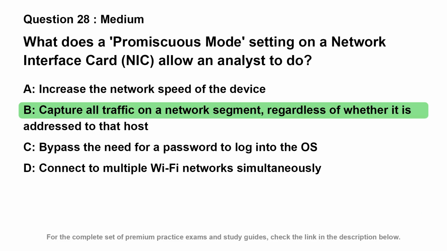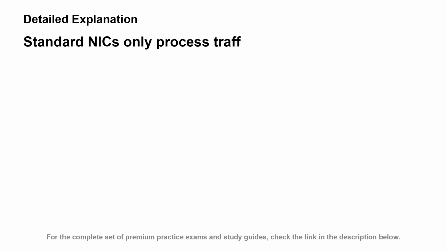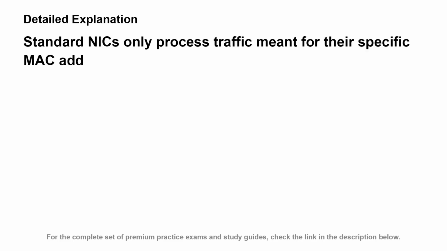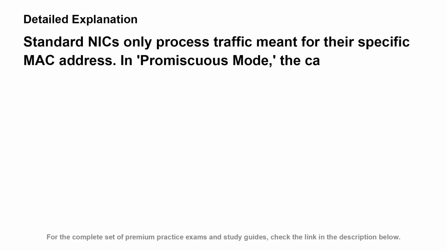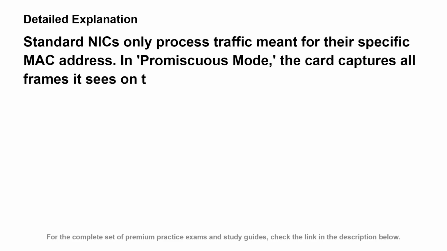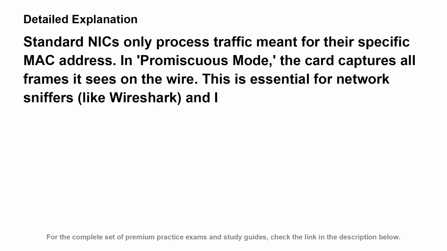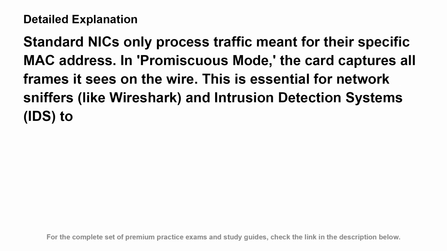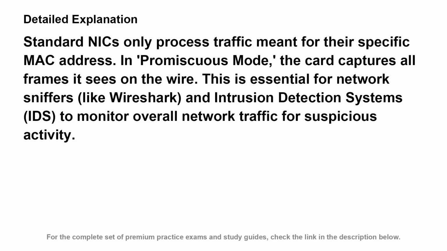The correct answer is B. Standard NICs only process traffic meant for their specific MAC address. In promiscuous mode, the card captures all frames it sees on the wire. This is essential for network sniffers, like Wireshark, and intrusion detection systems, IDS, to monitor overall network traffic for suspicious activity.